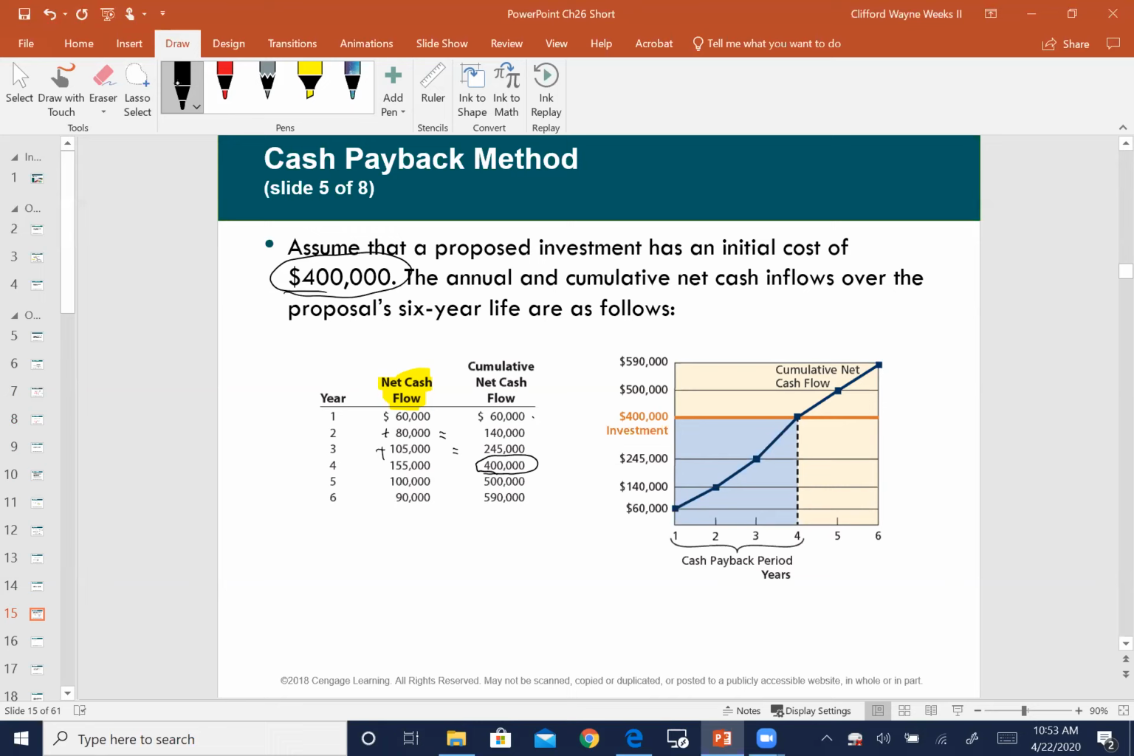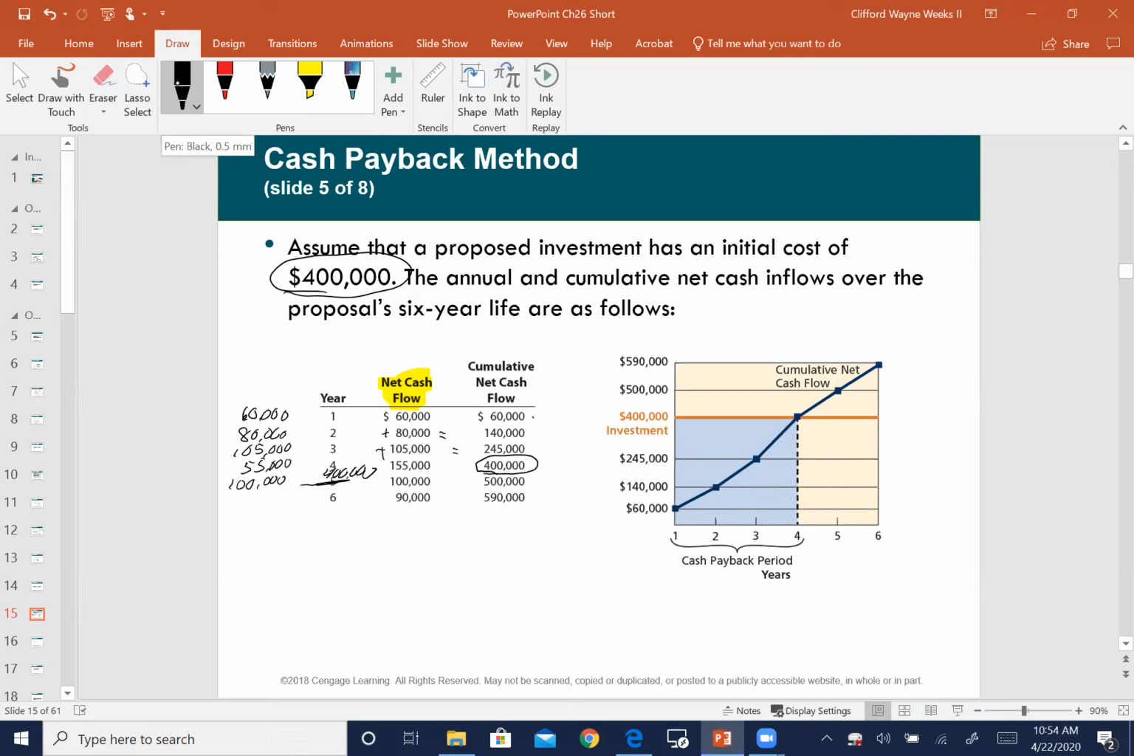So let's look at an alternative proposal. Let's say that in the first year we had 60, in the second year we had 80, in the third year we had 105, in the fourth year we had 55, and then in the fifth year we had 100. And so at this point, at year 5, we hit 400,000.